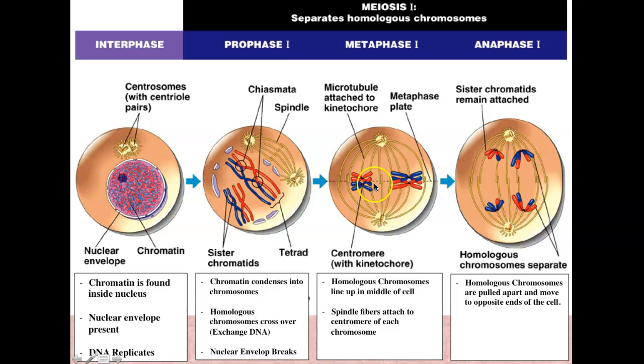You can see here that each chromosome has a little bit of each other's genetic material. Next, in anaphase 1, those homologous chromosomes are going to be pulled apart. So in anaphase 1, homologous chromosomes are pulled apart and moved to opposite ends of the cell. So we're essentially no longer having homologous chromosomes in the cell. They're being pulled apart.